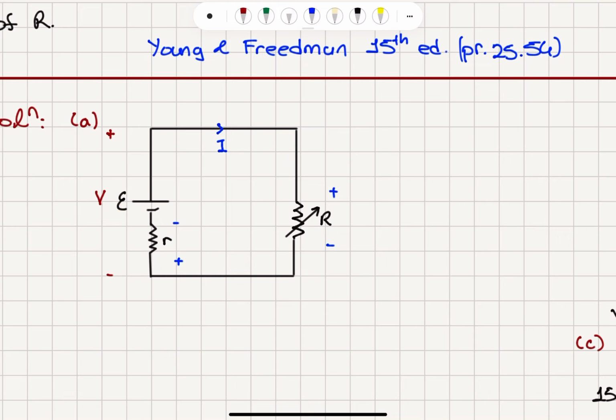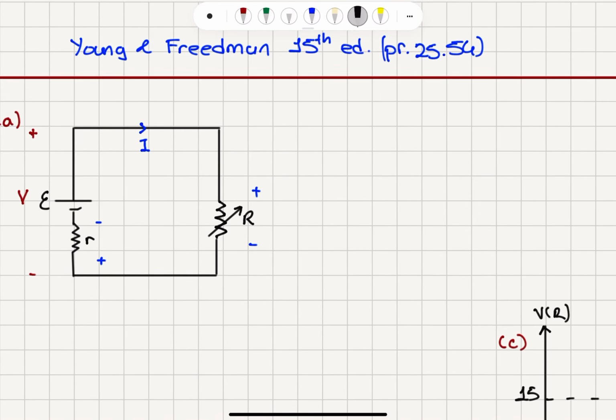So we can see that the circuit is basically the following. We have the electromotive force epsilon, and r the internal resistance. We have current I flowing in the circuit. It goes through the variable resistor with resistance R. So the current I in this circuit will be I equals the electromotive force epsilon divided by the equivalent resistance, which is R plus lowercase r, the internal resistance.